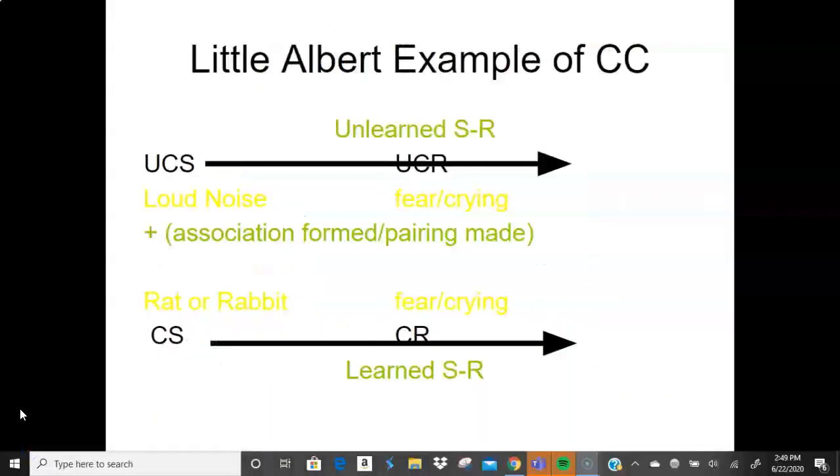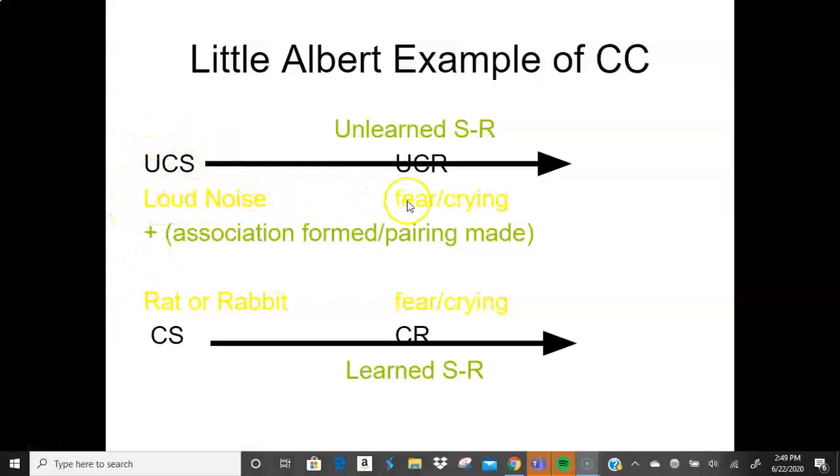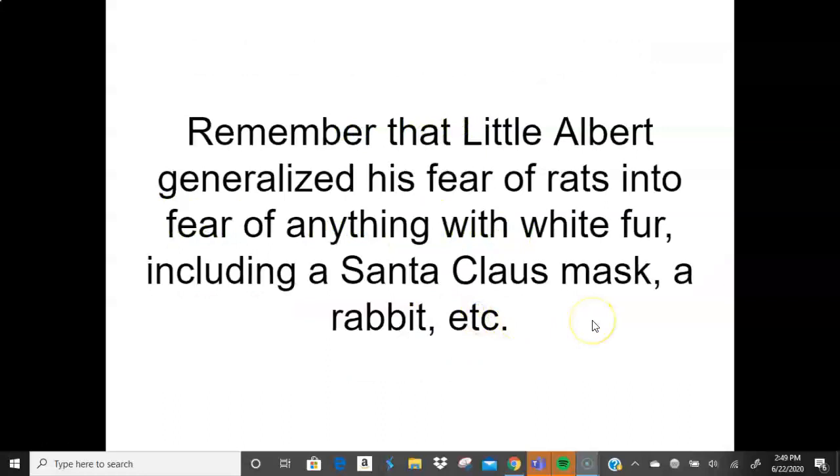So if we use our terminology with this little Albert experiment, this is what we come up with. The unconditioned stimulus is loud noises because it elicits the fear and crying, the unconditioned response. Remember John Watson, he paired the conditioned stimulus, the rat or the rabbit, which now produces the conditioned response of fear and crying. Remember that little Albert then generalized his fears of rats into fear of anything with white fur, including a Santa Claus mask, a rabbit, etc.